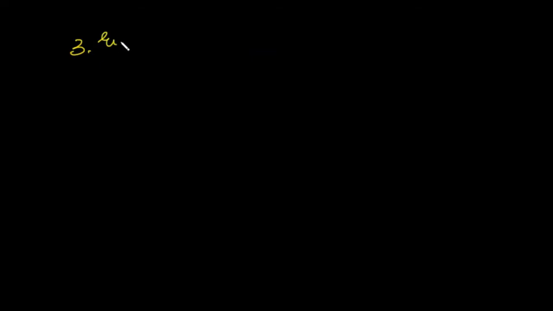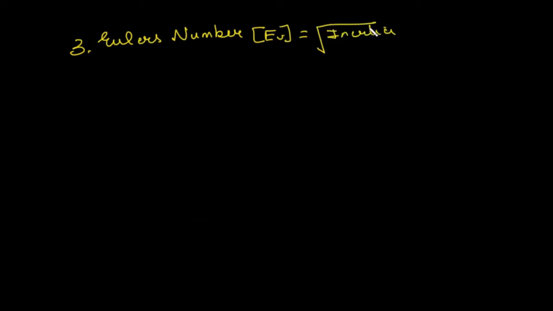The next dimensionless number is the Euler's number, or Eu. Euler's number is defined as the ratio of square root of the inertial force to the pressure force. So it will be equal to square root of Fi divided by Fp.